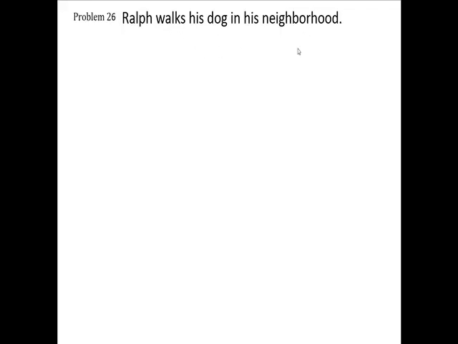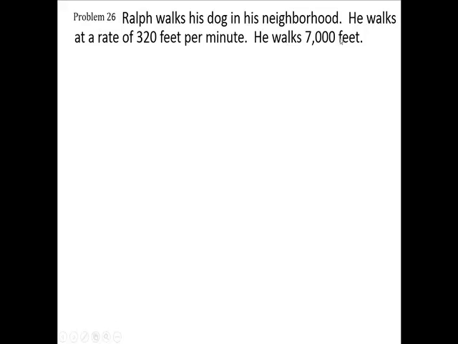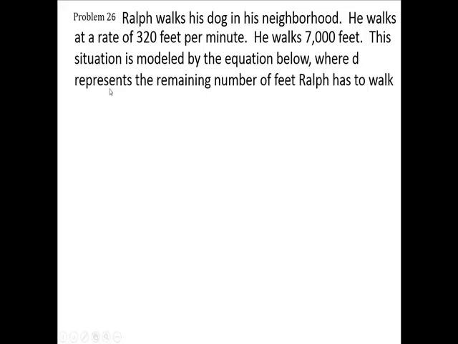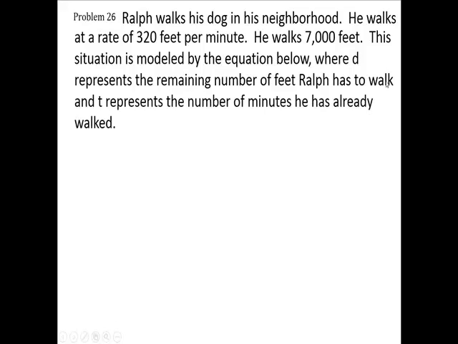Ralph walks his dog in his neighborhood. He walks at a rate of 320 feet per minute. He walks 7,000 feet. This situation is modeled by an equation that we're going to see below. D in the equation is going to represent the number of feet Ralph has left to walk, and T represents the number of minutes he has already walked.